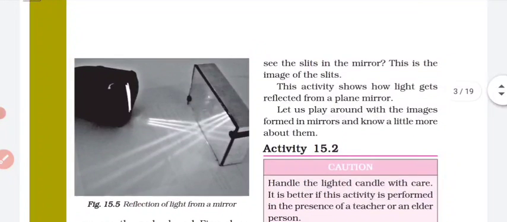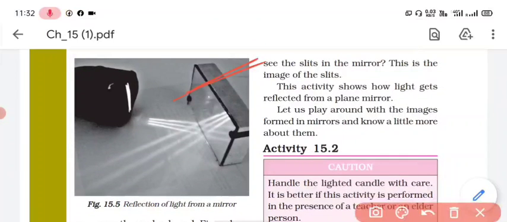For this activity, we need a torch, and that torch is covered with a black sheet, black chart paper, that has three slits in it. In this black sheet we are making three slits so that the light will come out from the torch in the form of a beam like this. And we have to place a mirror perpendicular to the surface. Now we have to place the torch in such a way that the light can easily fall on the mirror.